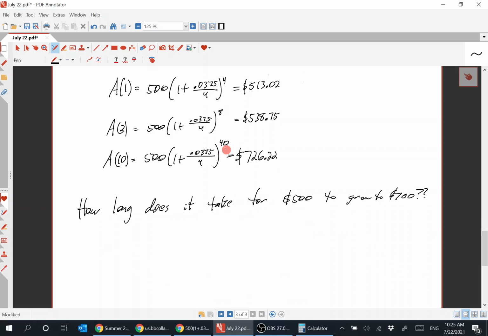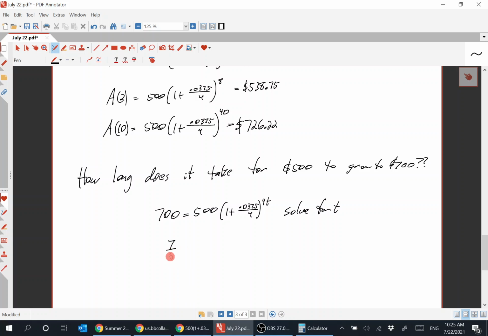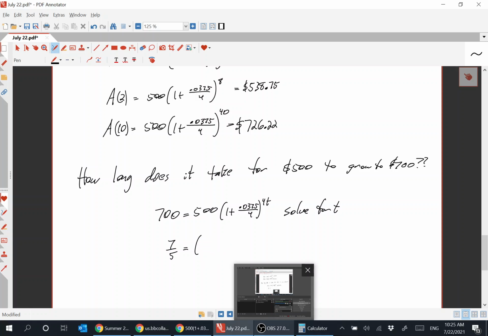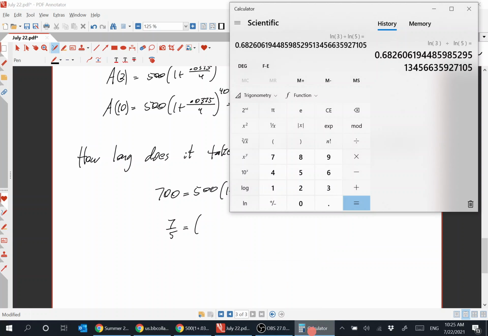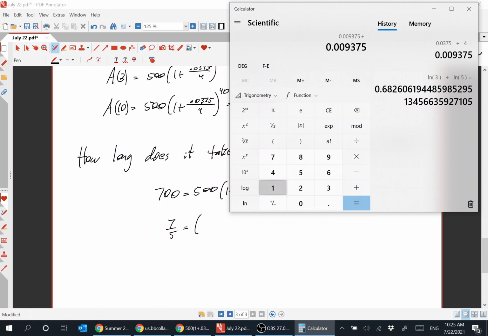So in this case, we know it's less than 10 years, right? Because after 10 years, you get this much. So we want the amount to be 700. And we started out with the 500. And we want to solve for t. All right, so 7/5 is equal to 1.0375. No, 0.0375 divided by 4 is that, plus 1.